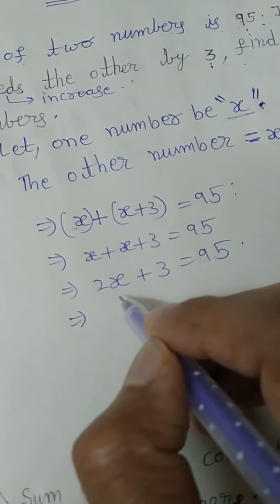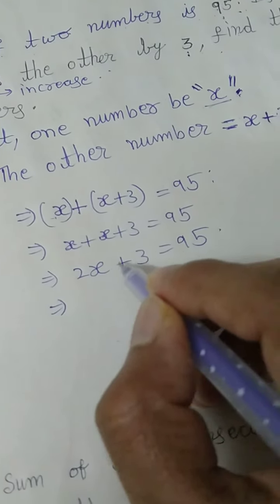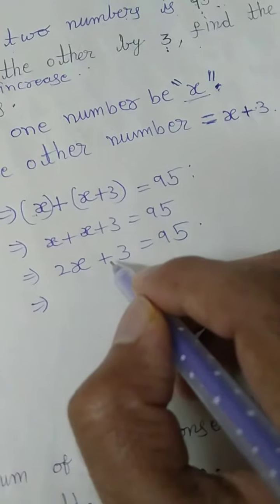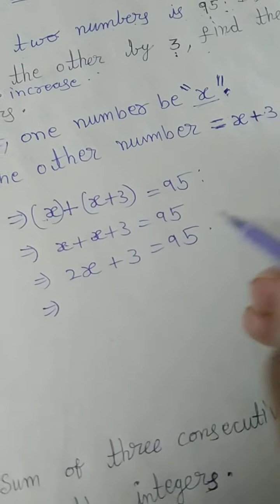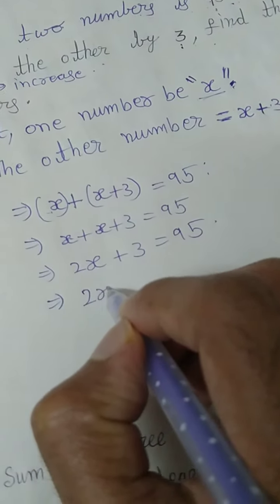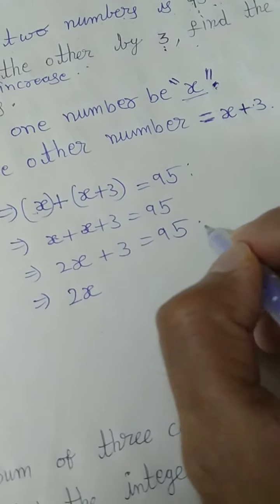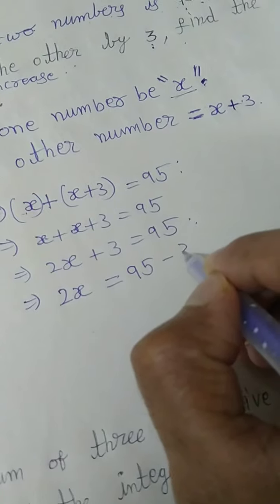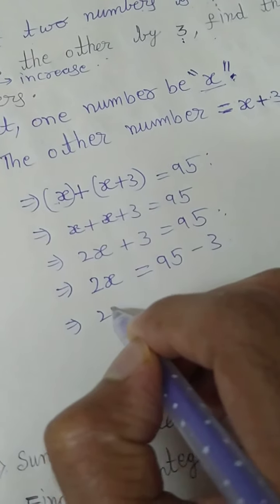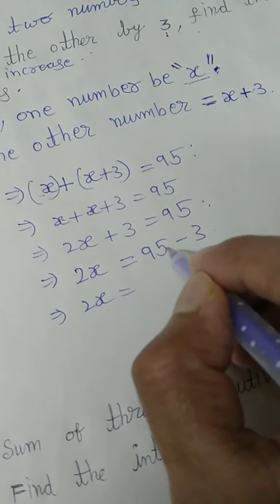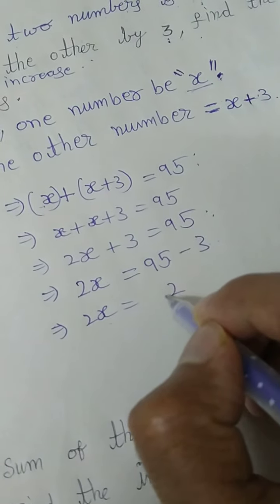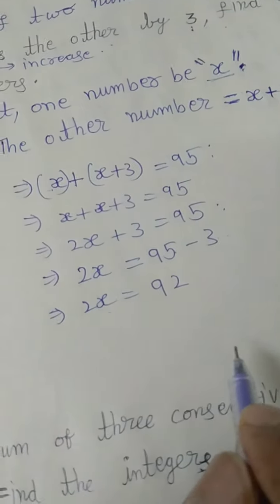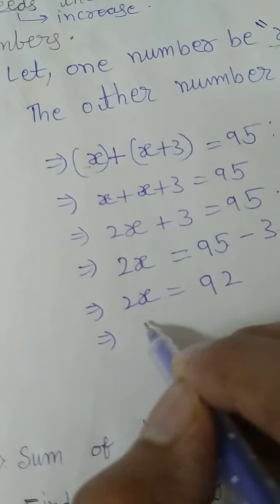So how do we find the x value? Transpose plus 3 to the RHS. What will it become? Plus 3 becomes minus 3 on the other side. So 95 minus 3, what is the answer? 2x is equal to 95 minus 3: 5 minus 3 is 2, 9 minus 0 is 9. So 92.